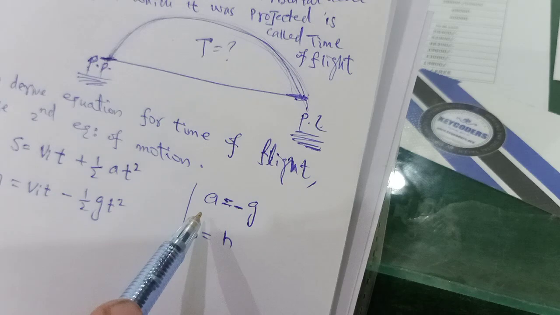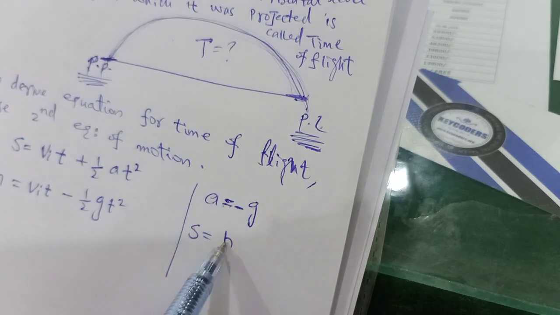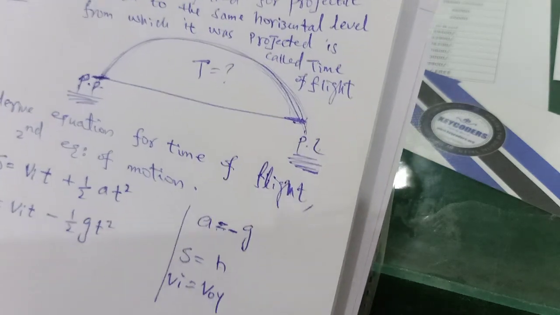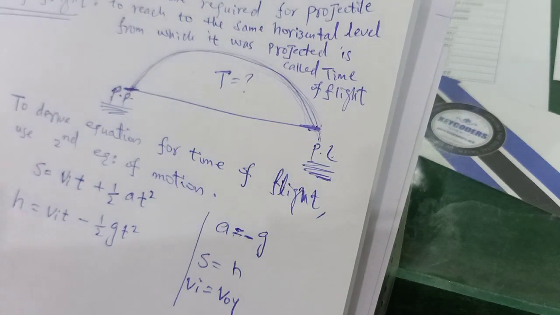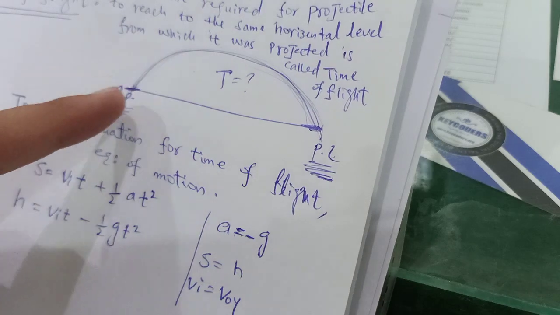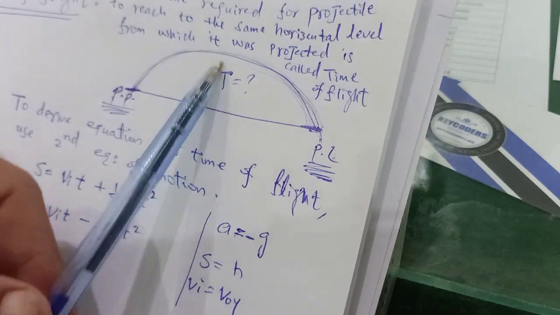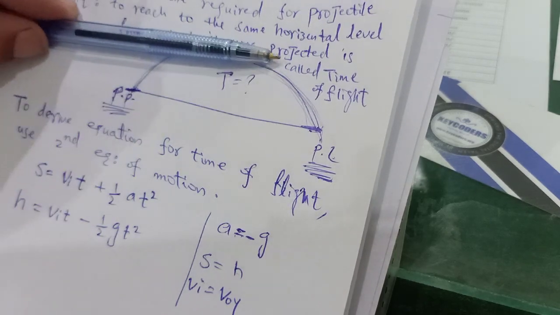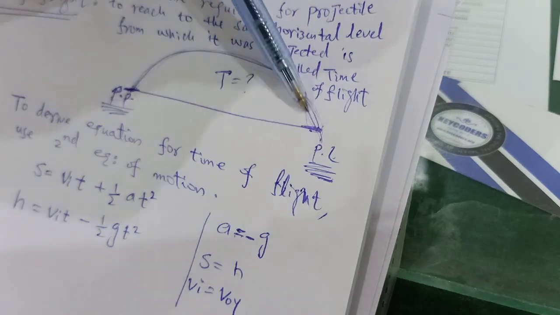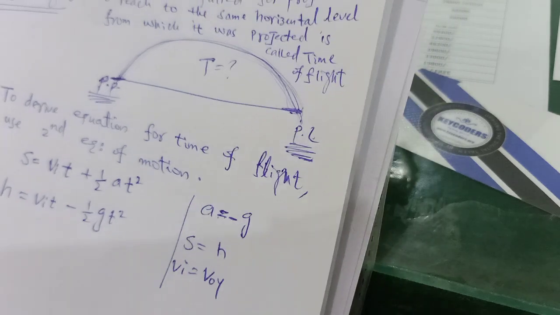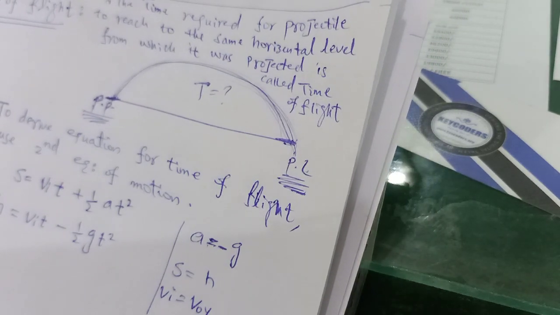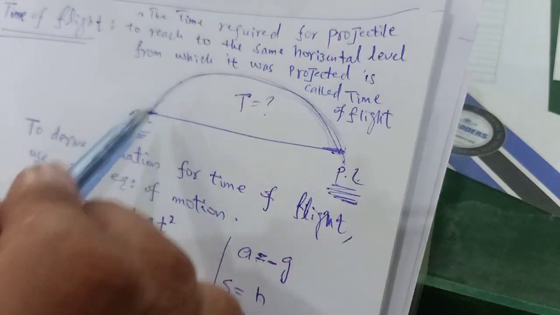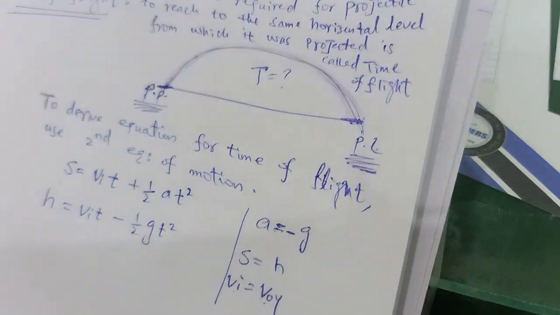Apart from it, as a is replaced by minus g and the distance is replaced by height, the initial velocity will be replaced by initial vertical velocity. Because the initial tendency of motion, when we throw a missile or any projectile, is almost vertical. After some time, it reaches a certain height, then it becomes parallel to the x-axis for a while, and then moves downward. So as the vertical motion is more prominent in projectile motion, its initial velocity will be taken as initial vertical velocity, right?